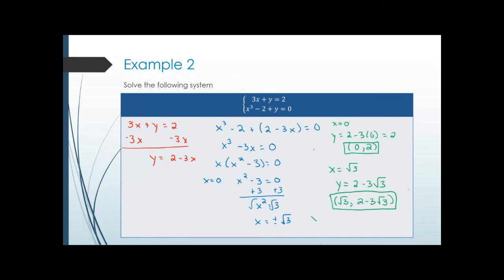And then when we have negative square root of 3, that's our third answer here. The only difference is that instead of 2 minus 3, that negative is going to turn it into a plus. So that's going to give us negative square root of 3 and then 2 plus 3 times the square root of 3. So we had a cubic, and that gives us 3 answers when you're solving.